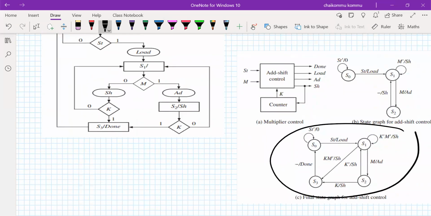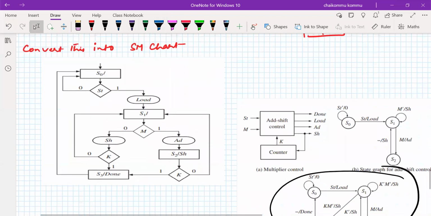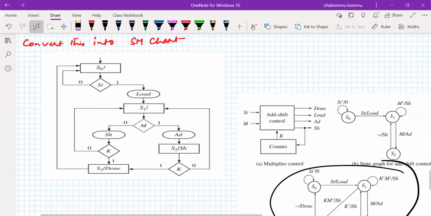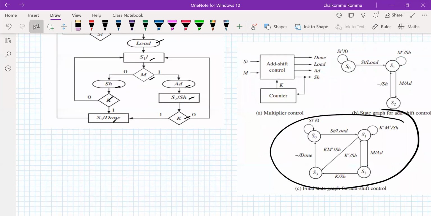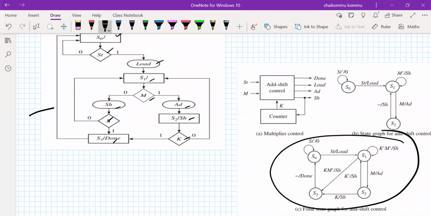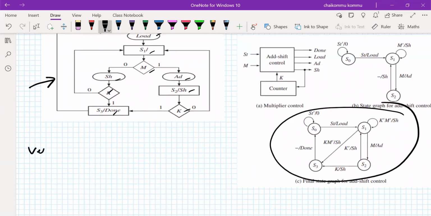Please consider this, the same diagram. In the starting class I told you how we do this. ST load, S1 M, SH add, SHK, all these things are self-explanatory. The way I explained at the start, that is how we convert. Next, based on this diagram, based on this SM chart, we are going to write the Verilog program. We have tried the Verilog program for this one. We will see that in the next class.